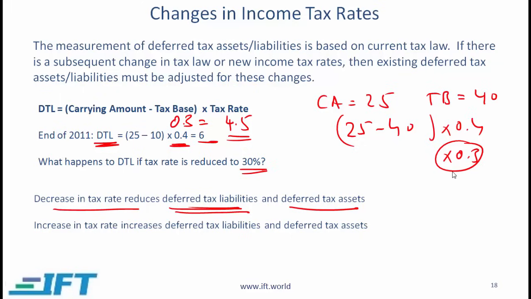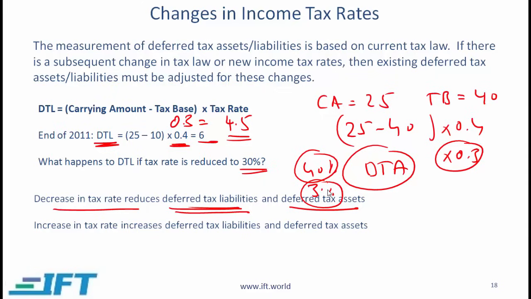The business way of looking at it is that you have a certain deferred tax asset based on a 40% rate. If the rate comes down to 30%, then that will reduce the value of the asset. So in any case, you need to remember this. If the tax rate comes down, then both deferred tax liabilities and deferred tax assets come down. On the other hand, if tax rates increase, then both deferred tax liabilities and deferred tax assets go up.